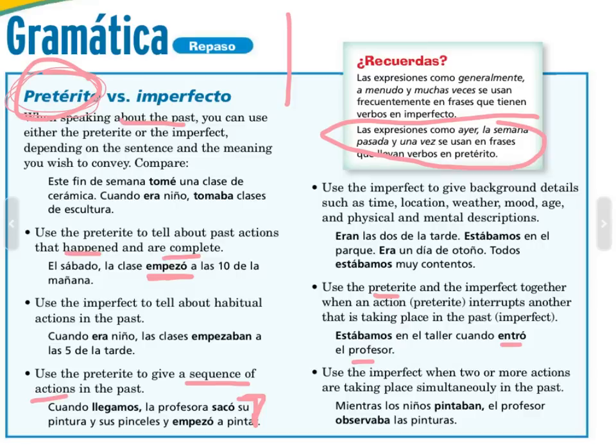I recommend a T-chart where you put preterite over here with all of its details and imperfect over here with all of its details. Okay? So imperfect is, of course, talking about the past. They both are. Okay? But we use imperfect to talk about habits or things that happen multiple times but an unknown amount of times in the past, such as era niño, empezaban.